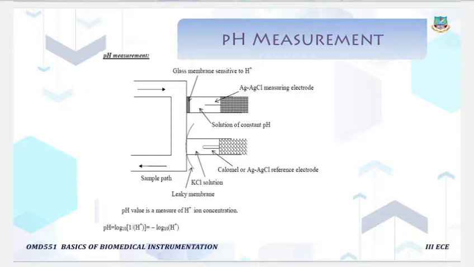pH is the acid-base balance in a fluid. What is pH? It is the acid-base balance in a fluid. This is the pH measurement.